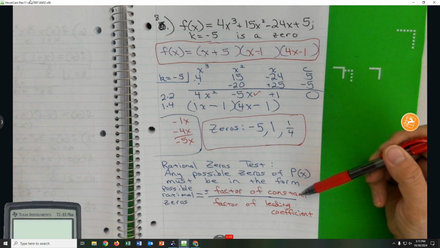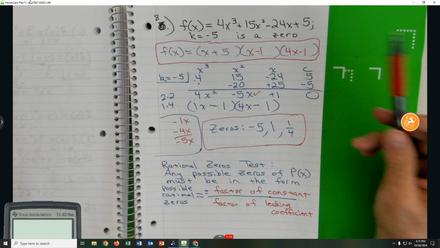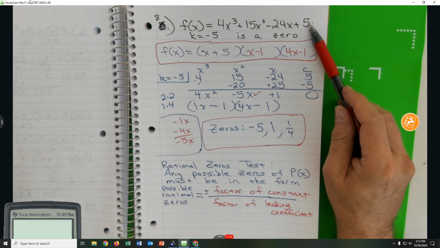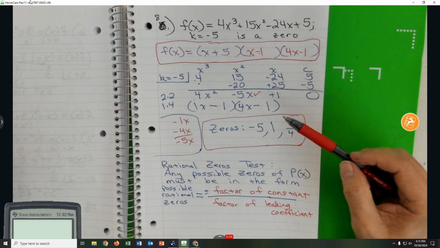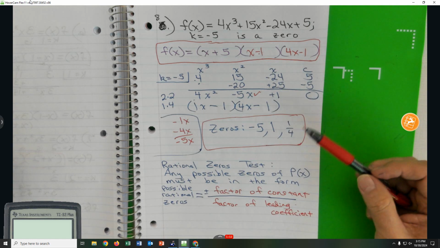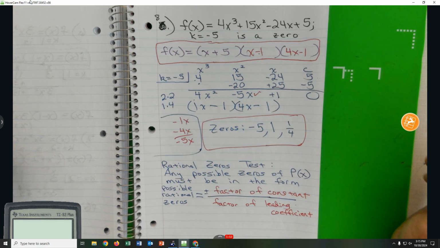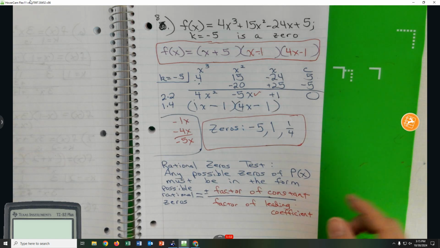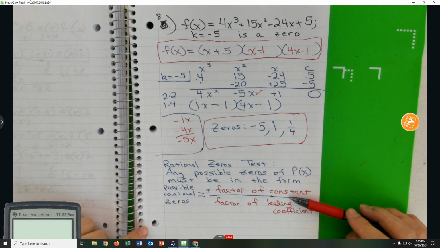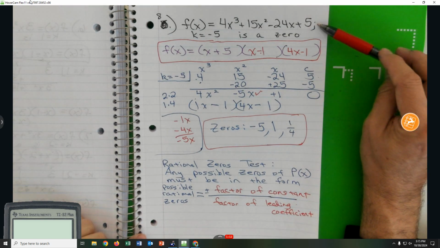Let's apply the Rational Zeros test to that problem in number 8. Let's see, we know the zeros. The zeros are negative 5, 1 and 1 4th. But let's see what numbers were possibly zeros. I'm going to apply the Rational Zeros test to this problem number 5.